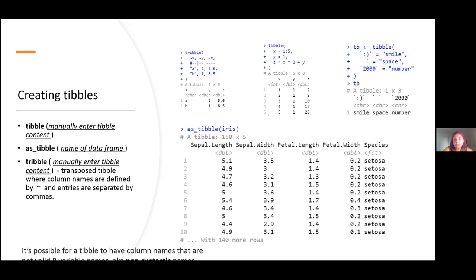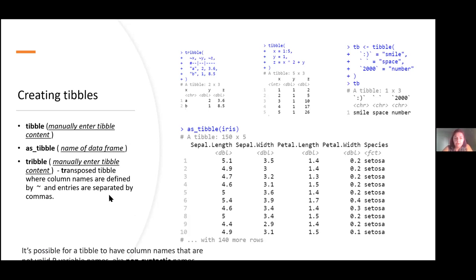Another way of creating a table is to convert an already existing data frame. We know that in R there is the iris data set, and we can transform it using the as_tibble function. We can transform a data frame into a table, and in the lower right side of the screen, you see the command and also the output of the function after running as_tibble(iris).